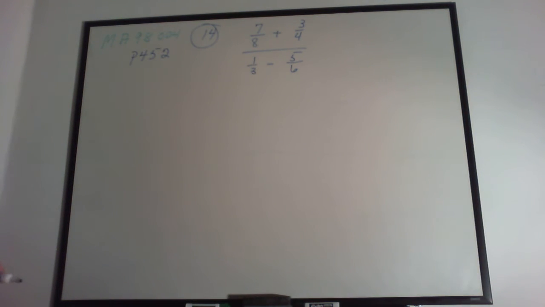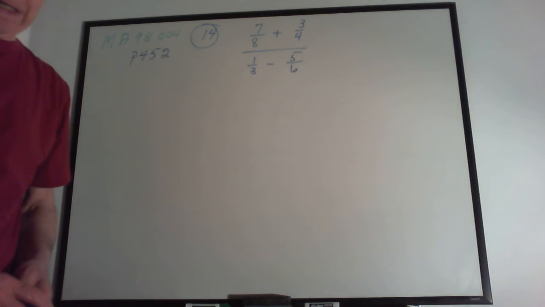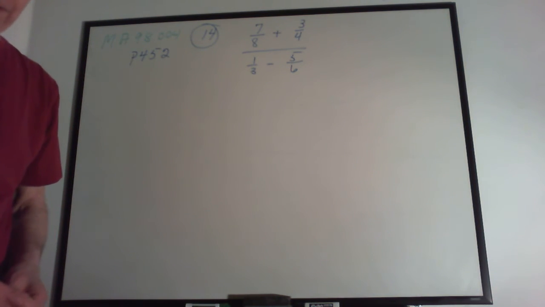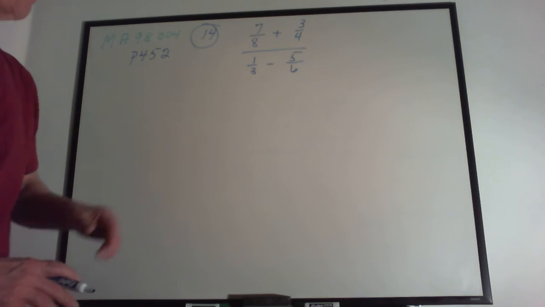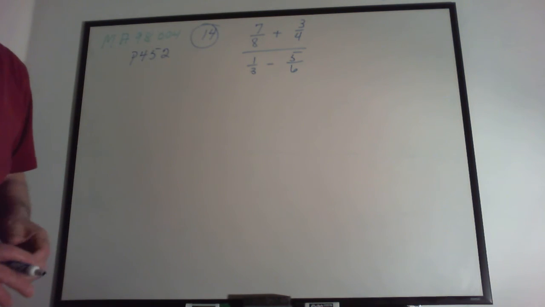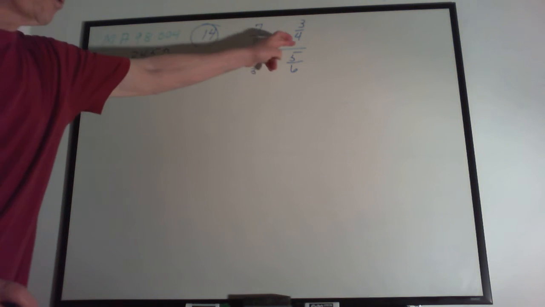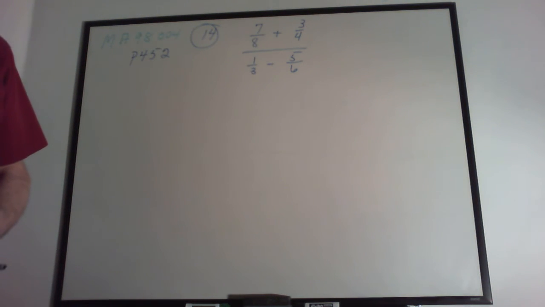So let's turn to page 452, try number 14. You have to find the common denominator, simplify the numerator first, then the denominator, and then this line tells you to divide. So pause the video, give it a try, see how you do.